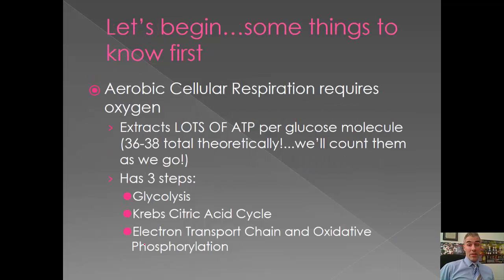All right, so let's begin talking about the actual process. Aerobic cellular respiration requires oxygen at the end. It's actually going to be what we call our terminal electron acceptor. Now, that doesn't mean anything for you right now, but it will be once we get there. This extracts tons of ATP per glucose molecule compared to anaerobic fermentation. So you get 36 to 38 theoretical ATP, but we don't actually get that many in reality. We'll count them and tally them as we go through the process, okay? So cellular respiration has 3 steps you have to understand: glycolysis, the citric acid cycle, or the Krebs cycle, and the electron transport chain and oxidative phosphorylation.